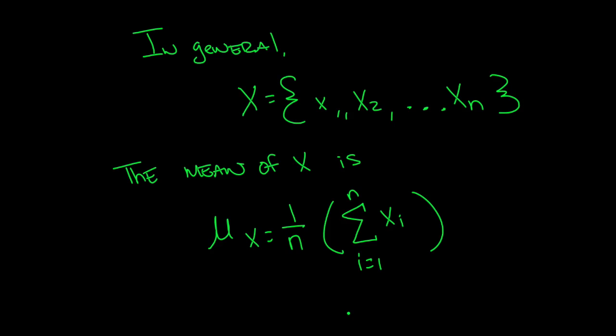N really is a variable, right? N tells you when to stop. I'm not telling you what n is. If n is 10, you'd stop at 10. If n is 11, you'd stop at 11, and so on, right?